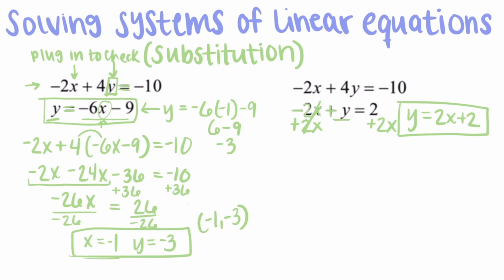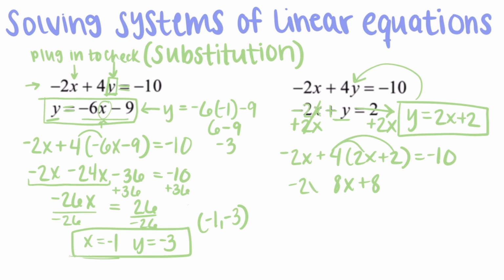Instead of y, I'm going to replace it with 2x plus 2 in that first equation. So rewriting that first equation, -2x plus 4, and then instead of y, it's 2x plus 2 equals -10. From here, you're going to distribute that 4 onto both things in the parentheses. You're going to combine your like terms to get 6x, get rid of that 8 to get that 6x is -18, divide both sides by 6 to get that your x is -3.